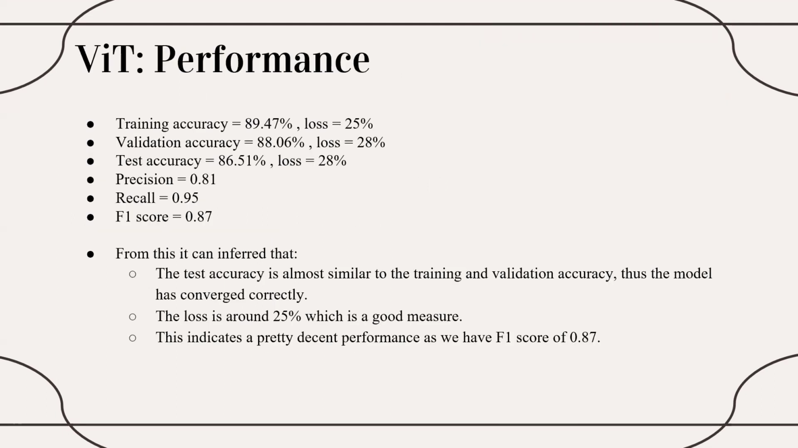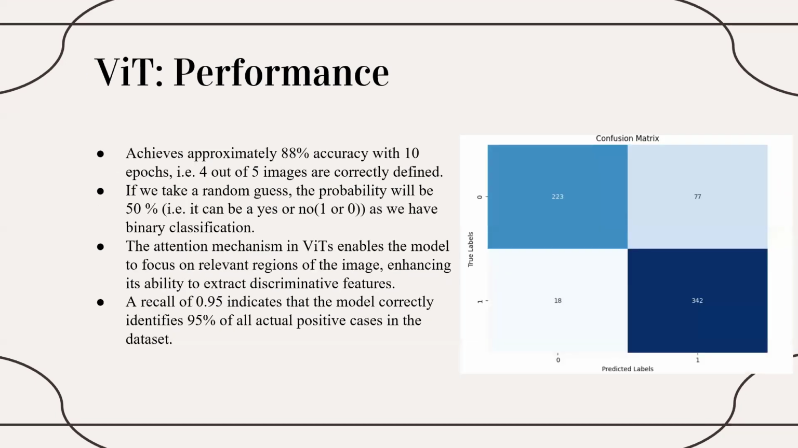We have multiple layers, and then before each layer, we have a dropout of 0.2. This is the ViT's performance. We have a training, validation, and test accuracy of 88% approximately, which also shows that the model has converged correctly. The loss is around 25%, which is better than the baseline. And here, the main thing is that we have a recall of 0.95, which indicates the model has correctly identified 95% of all the actual positives in the dataset. Here also, we have attached our confusion matrix.